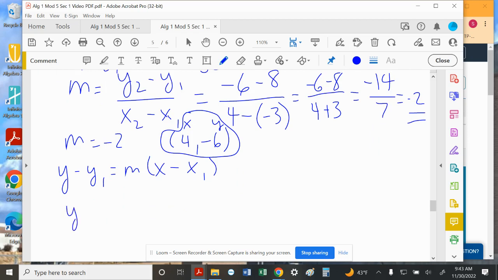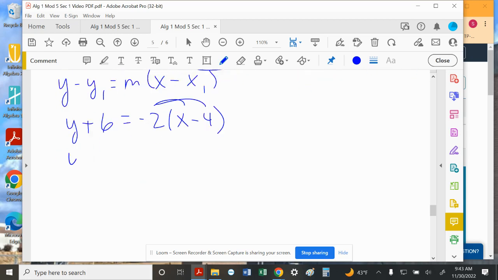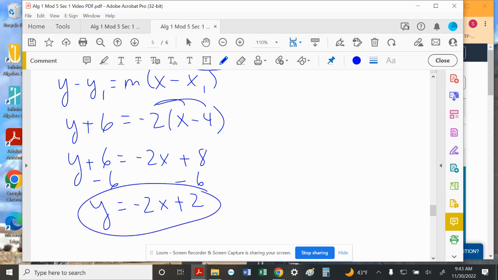And so I'm going to plug everything in. So I have y, and then our y is negative, so it'd be y plus 6 equals -2 times x minus 4. We're then going to multiply through. So I get y plus 6 equals -2x plus 8. I'm going to subtract 6 from both sides. I get y equals -2x plus 2. And there we got my answer.